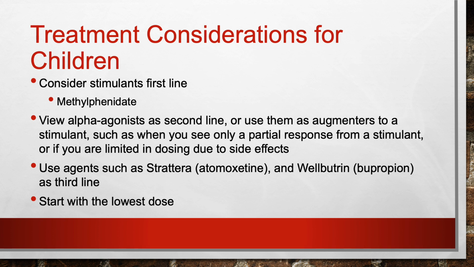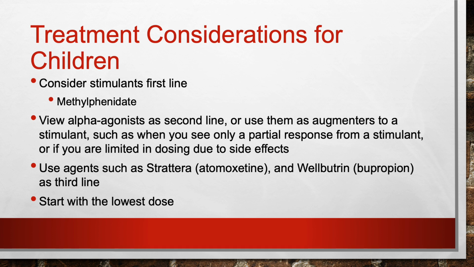Some general considerations for treatment of ADHD for children are: consider stimulants first line. Methylphenidate is generally recommended for children and teens because research shows it causes less stomach upset, has fewer effects on appetite, and causes less insomnia compared to amphetamine-type medications. View alpha agonists as second line or use them as augmenters to a stimulant, such as when you see only a partial response from a stimulant or if you are limited in dosing due to side effects.